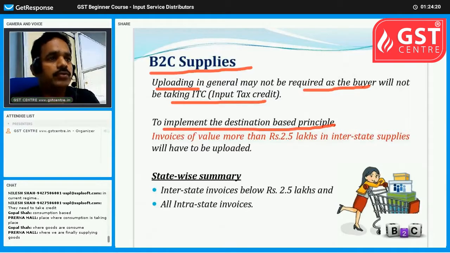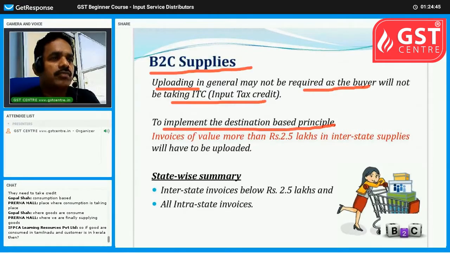So if a person is in Tamil Nadu and the customer is in Kerala, the revenue will come to Kerala only, not to Tamil Nadu. But as of now, in the present scenario, the Tamil Nadu government will be getting the income. So that is why all producing states like Tamil Nadu, Maharashtra, Gujarat, Madhya Pradesh, Uttar Pradesh, which are the main producing states in India, were having a lot of problems in implementing GST. That is why government brought the Compensation Act also.